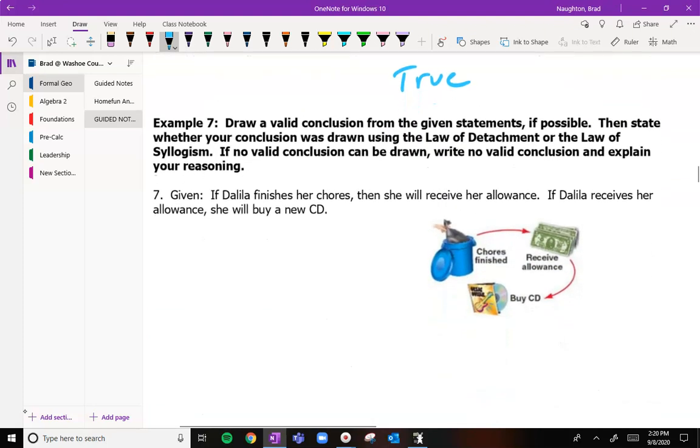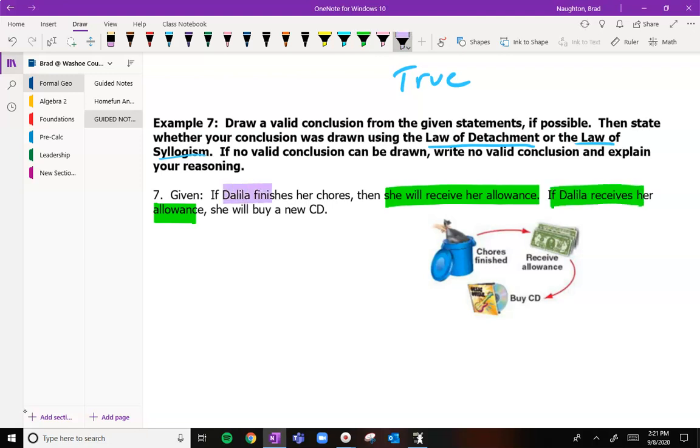All right, let's give an idea of when syllogism is not valid. So this is going to be, I know it says law of detachment and law of syllogism, I'm just going to jump into this. As you can see from my diagram, it's definitely going to be syllogism because I have 3 parts, not just 2, okay? But let's check this out. We do have the connector, so it says with the allowance, okay? So the allowance is the connector, and we're trying to justify connecting the first and the last. So if she finishes her chores, she gets an allowance. If she gets an allowance, she gets to buy a new CD.